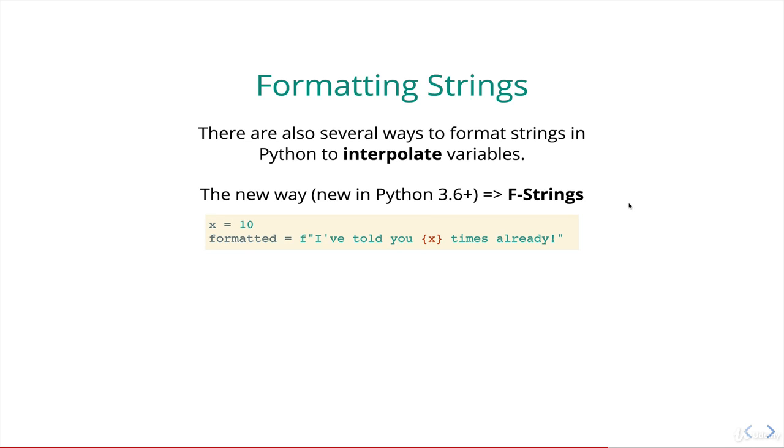So here's an example where we have a variable x equals 10, and we're able to create the string I've told you 10 times already by taking that x equal to 10 and interpolating it inside of these curly braces. The syntax is kind of weird, but it starts off with an F, that's not a typo, and then quotes. And then inside of those quotes, wherever we have curly braces, it kind of breaks out of the quotes, it escapes them, and allows us to put variable names inside.